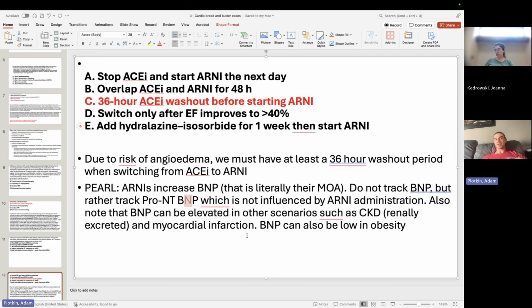If you think back to your internal med days, even if you didn't recognize it, all the tests you would get on a patient with heart failure who was admitted to the hospital was always the pro-NT BNP. It was never the BNP, and that's because this is not influenced by drugs. I just want you to be aware because they can ask about it, and especially if you want to go into family medicine, you'll see this a lot.